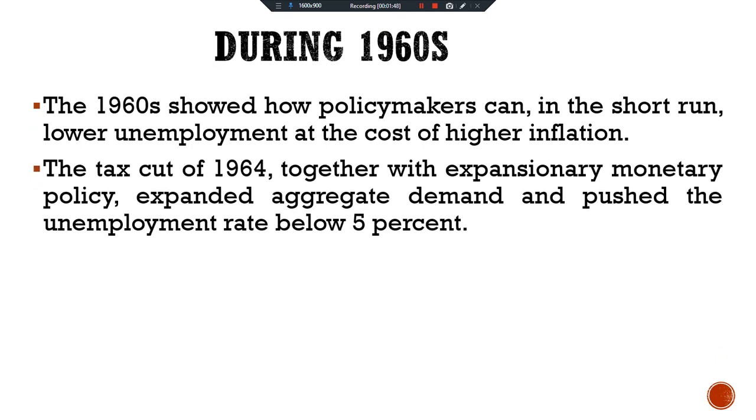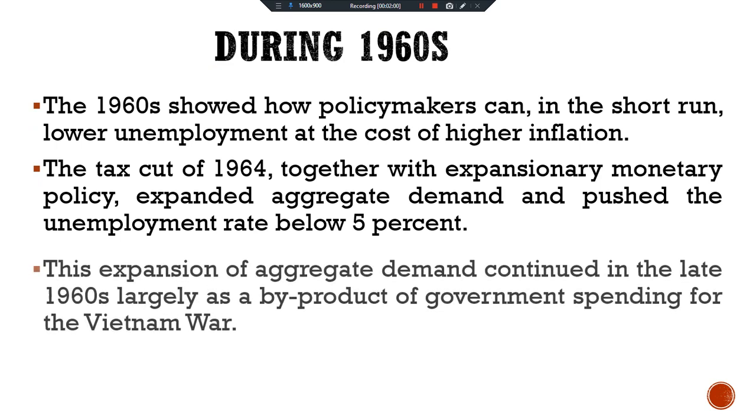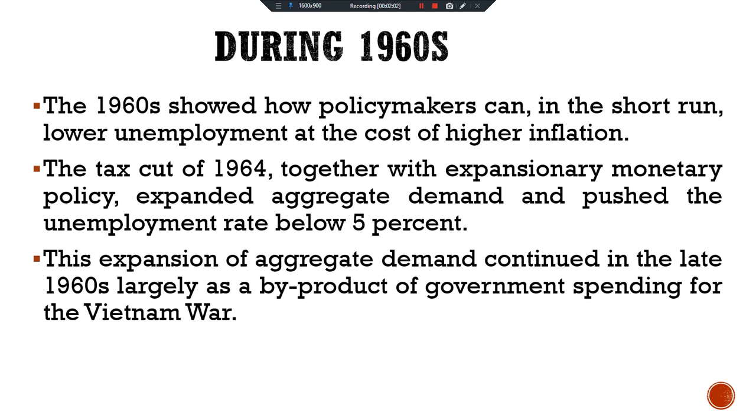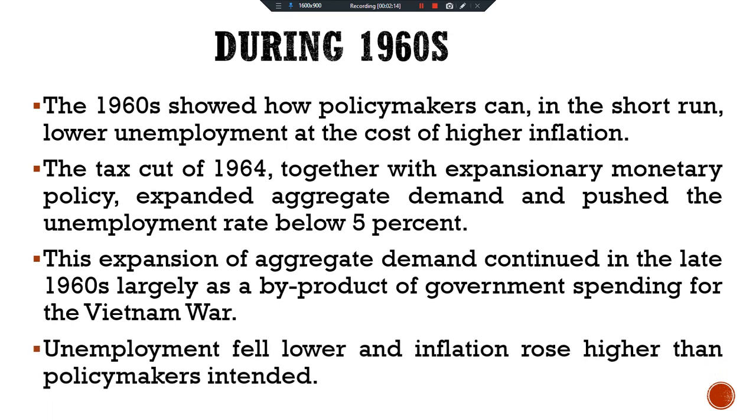The tax cut of 1964, together with expansionary monetary policy, expanded aggregate demand and pushed the unemployment rate below 5%. This expansion of aggregate demand continued in the late 1960s, largely as a byproduct of government spending for the Vietnam War. So unemployment fell lower and inflation rose higher than the policymakers intended.